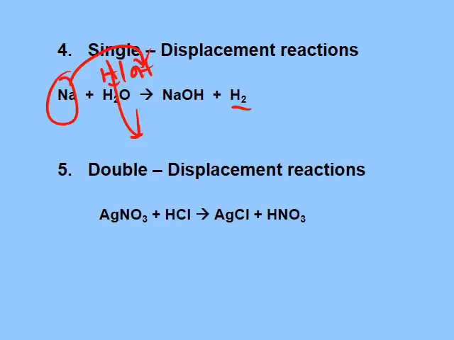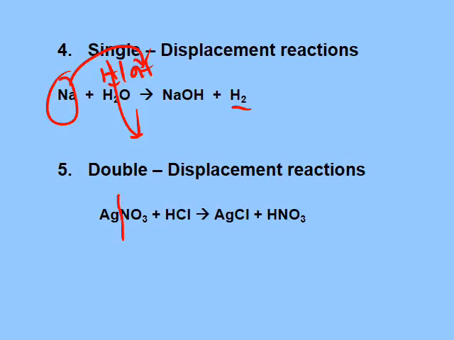I have included a table and you'd be able to look at that. The book also has the same table. Double displacement reaction. Silver nitrate plus HCl gives silver chloride and HNO3. This is a double displacement reaction. And let me show you how this happens.